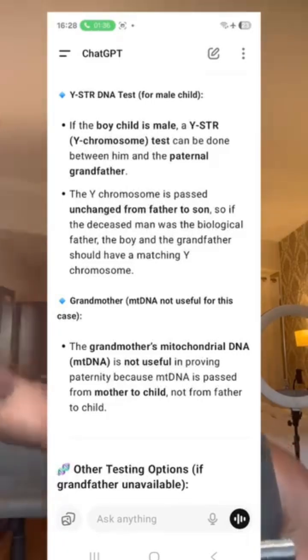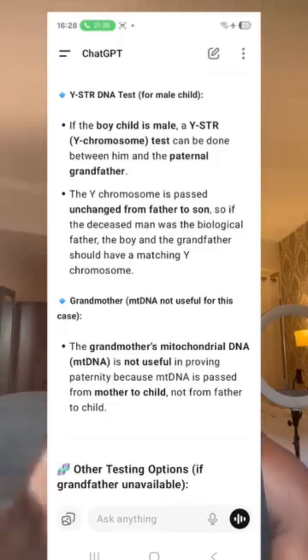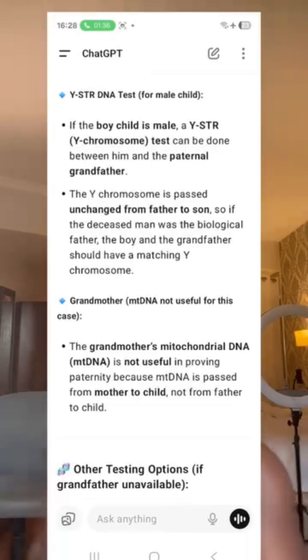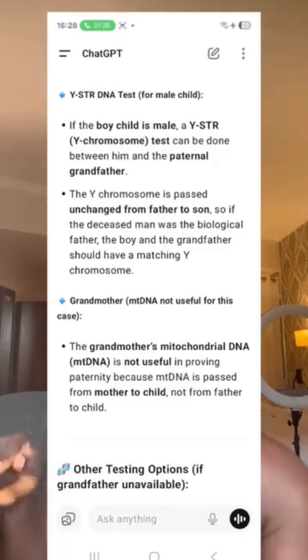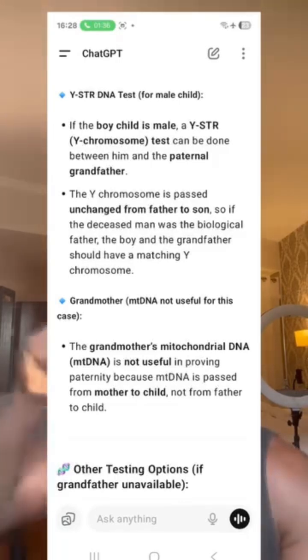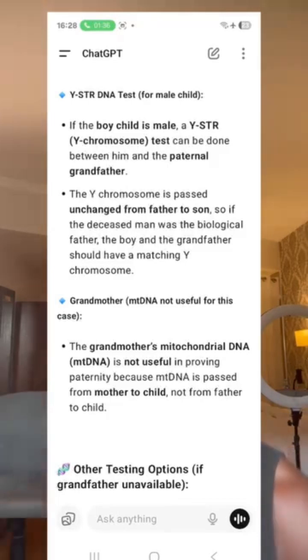That means from Baba Mohbad to Mohbad. The Y chromosome is passed unchanged from Baba Mohbad to Mohbad. So if the deceased man was the biological father, the boy and the grandfather should have a matching chromosome. So it is not possible to say, if you use a woman to test that one, to show that he is the son. But let's continue.